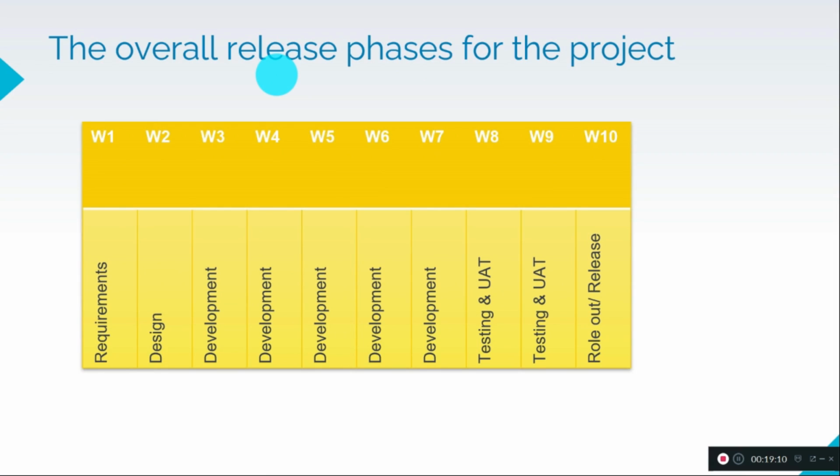And this is the weekly-wise split of the tasks. So first week requirement, second week design, and the next 5 weeks we are working on the development, and the last 2 weeks we are doing the testing and UAT, and the last week we are doing the rollout and going live.